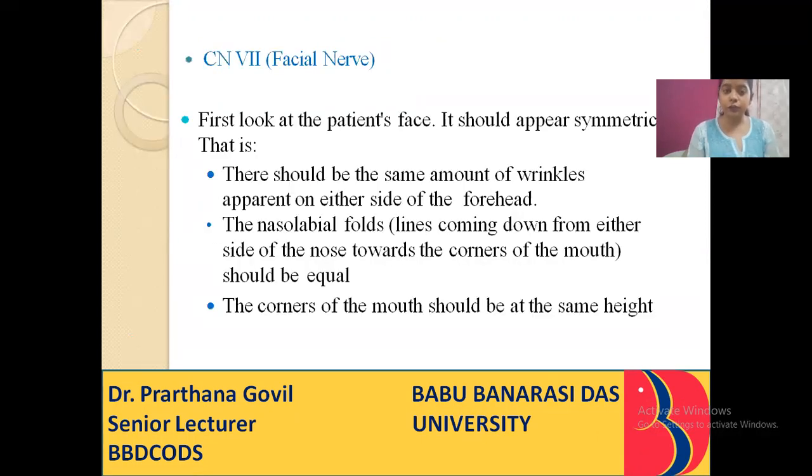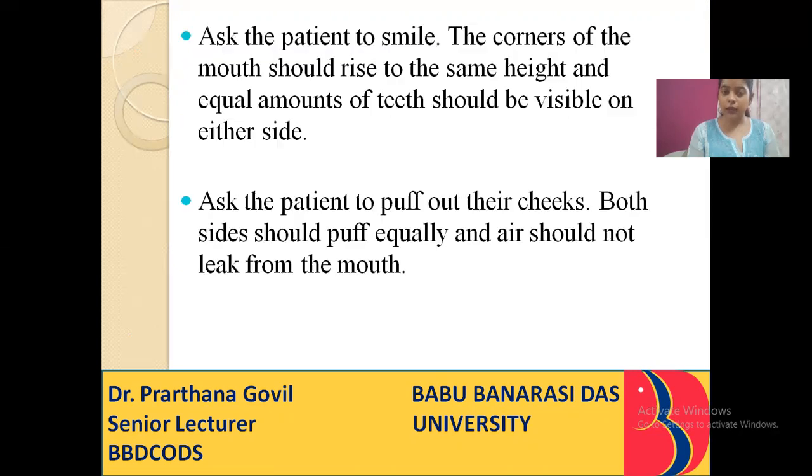The facial nerve is another most important nerve in dentistry. All the students should know how to test the facial nerve, because many patients have dysfunction in the facial nerve when they visit our clinic. So first look at the patient's face. It should appear symmetric. That is, there should be the same amount of wrinkles apparent on either side of the forehead. The nasolabial folds, lines coming down from either side of the nose towards the corner of the mouth, should be equal. The corners of the mouth should be at the same height.